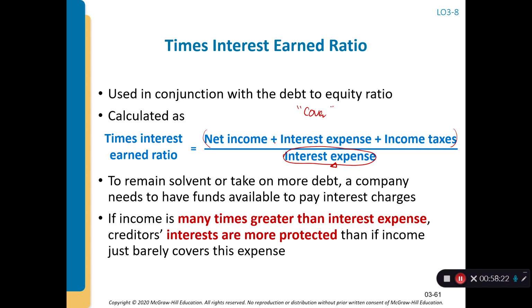So if income is many times bigger than the interest expenses, the creditors' interests are more protected. And to remain solvent or to be able to get more debt, right? You have to convince the creditors that you have the funds to cover the interest charges.